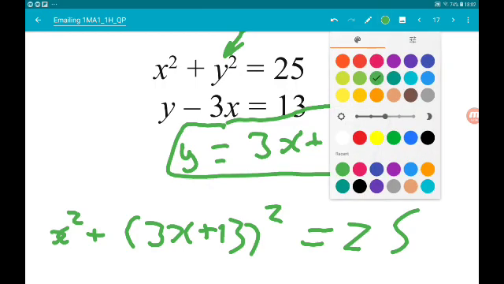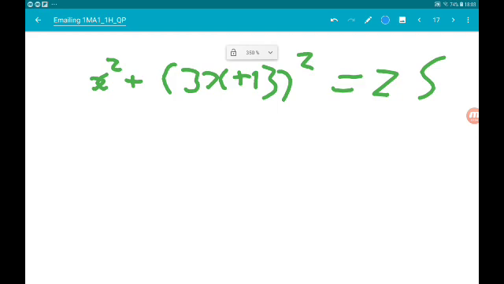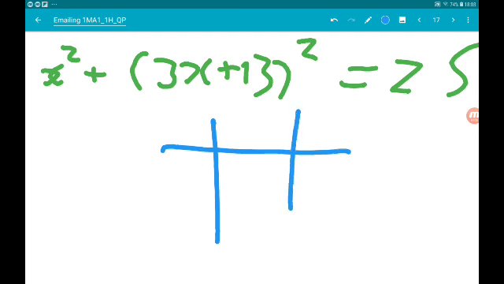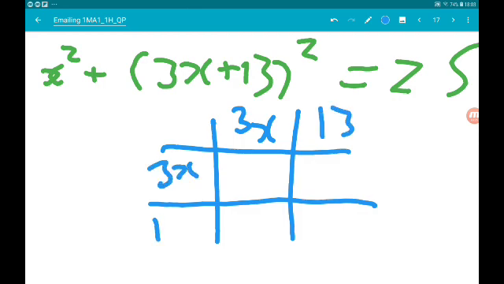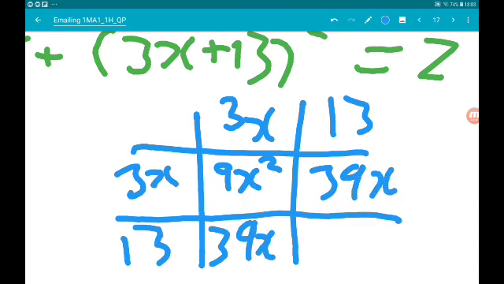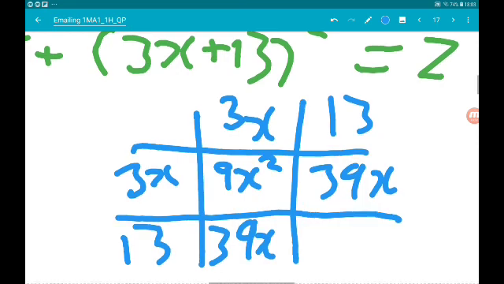So, next move, expand those brackets. So, 3x add 13 squared means 3x add 13 times 3x add 13. So I'm going to use a table like that. So 3x, 13, 3x, 13. So 3x times 3x is 9x squared. 3x times 13 is 39x. And 13 times 13, Edexcel are horrible. That's 169.